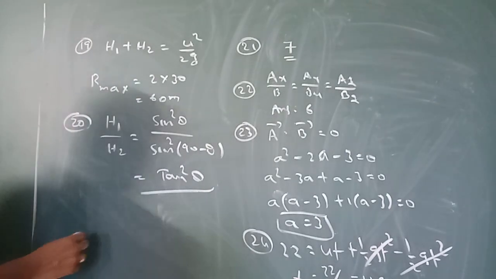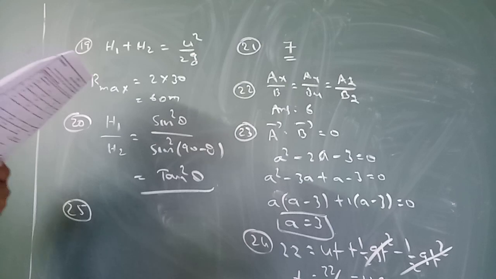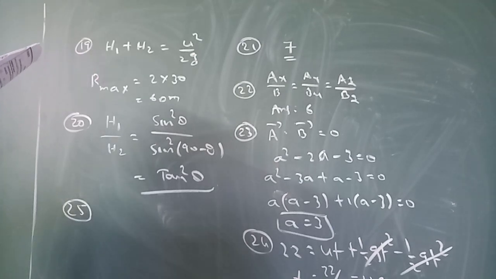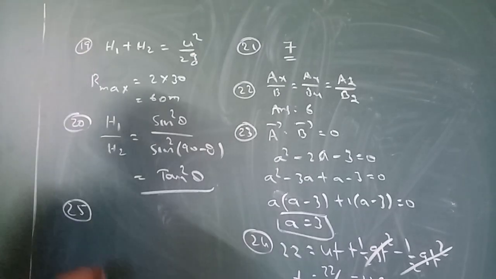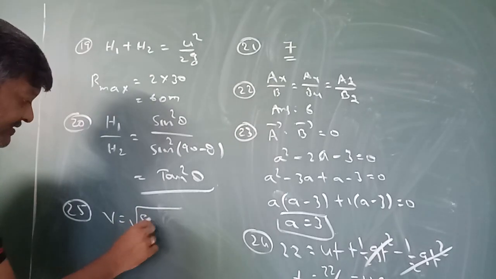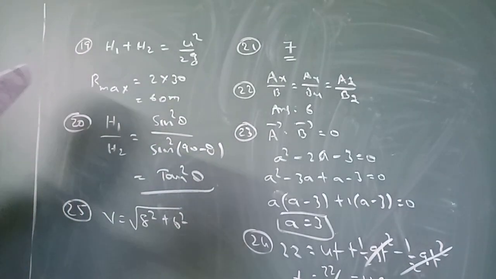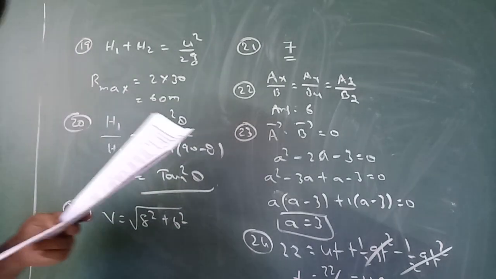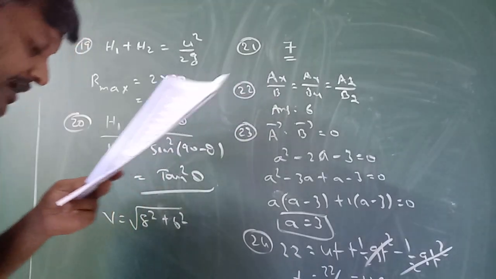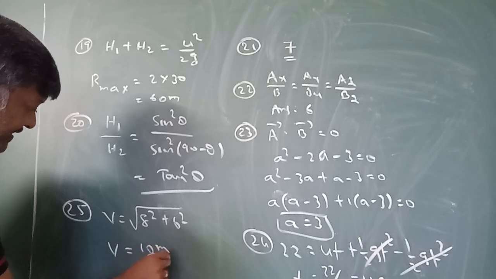Next, 25th one. Height and horizontal distance are given. Velocity is equal to root over 8 square plus 6 square. The first one is compared with u sin theta into t minus half gt square for y, and the second one is x equal to u cos theta into t. Now v is equal to 10 meter per second.